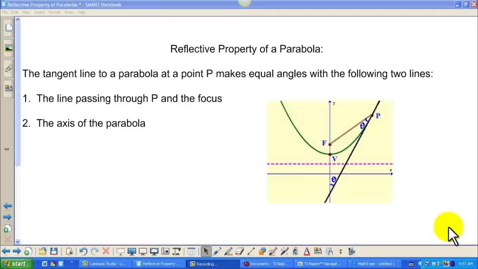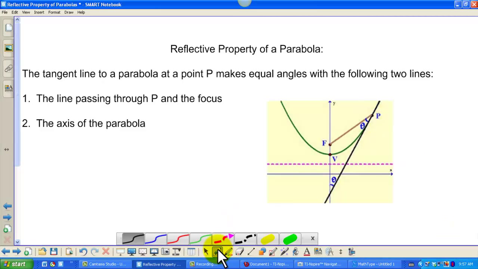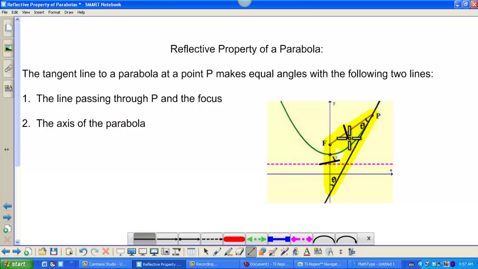So let's talk about the reflective property of a parabola. It has to do with this tangent line. If you have a tangent line to a parabola at point P, which we have right here, it is going to make equal angles with the following 2 lines: the line from your point of tangency to the focus, and the line from the point of tangency parallel to the axis of your parabola. Since those 2 angles are congruent, what you end up with is an isosceles triangle. Therefore, you know that this distance here is congruent to this distance here.